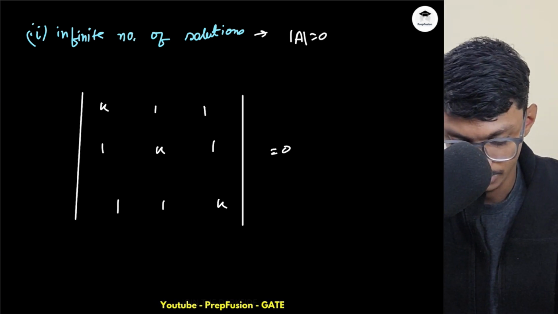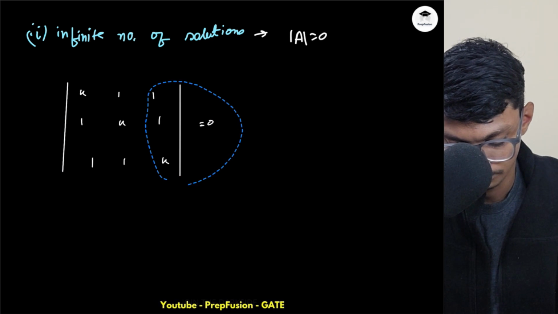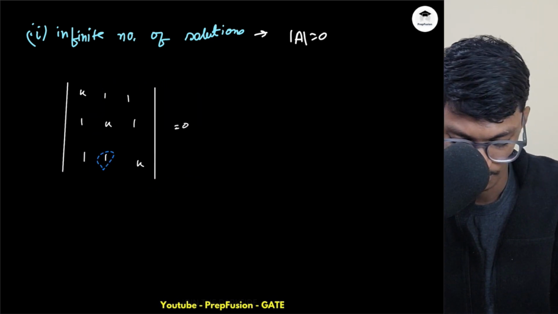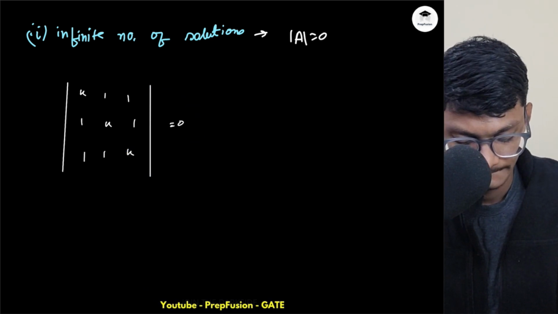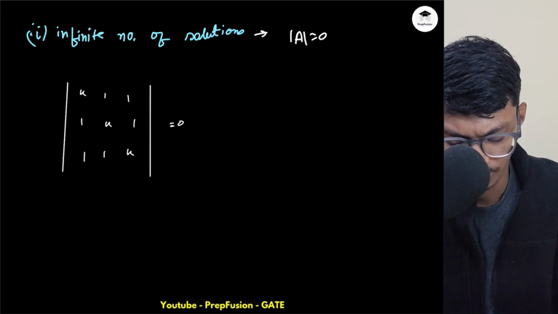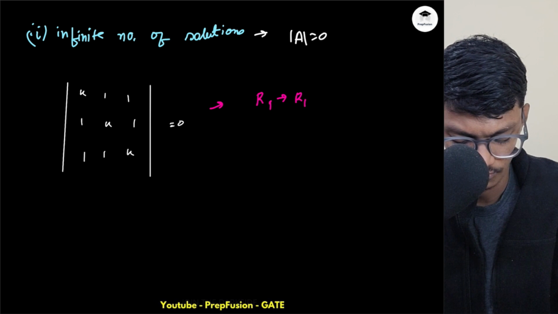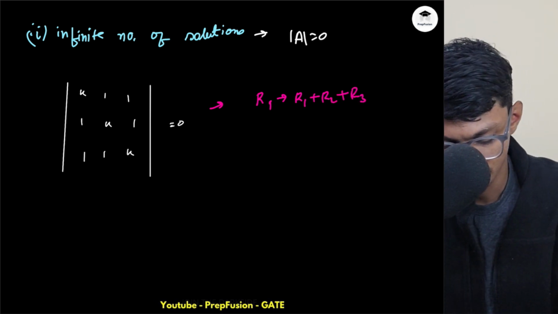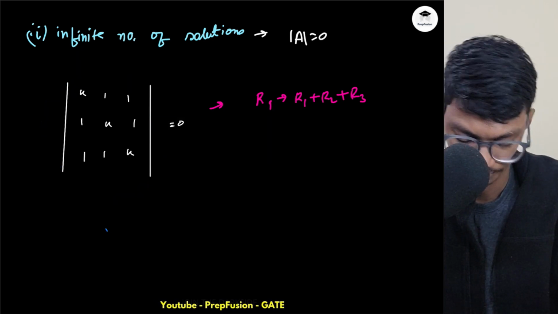Let me reduce the size of this. So what operation will I apply? I will change R1 to R1 plus R2 plus R3. So basically everything will be the same, but one thing will change.